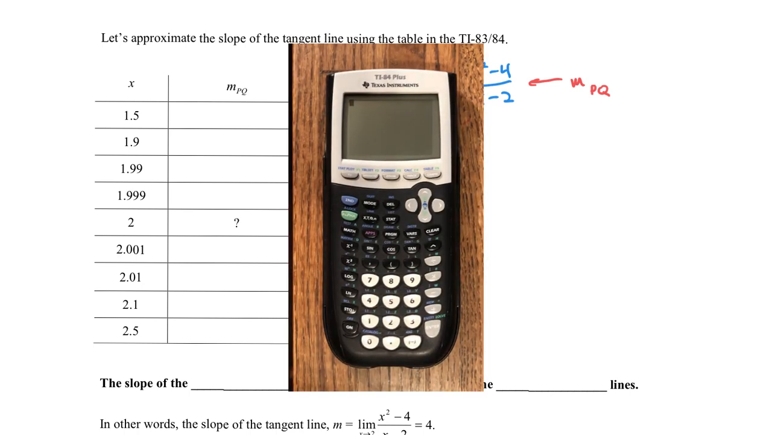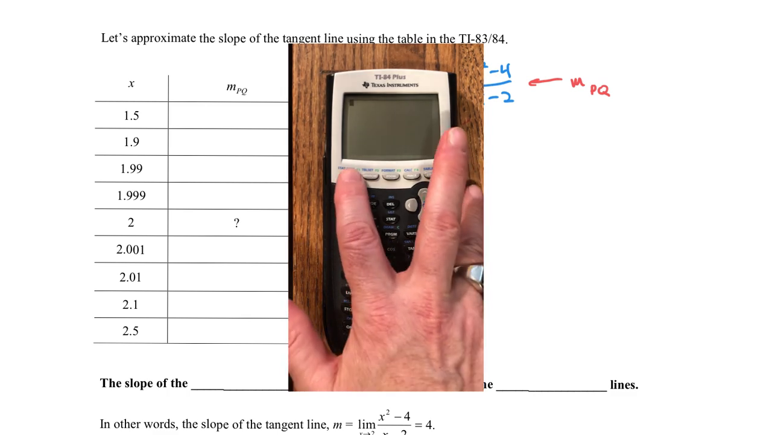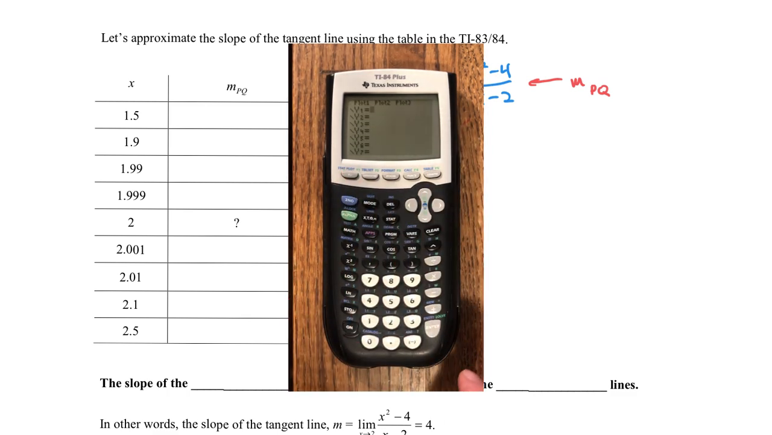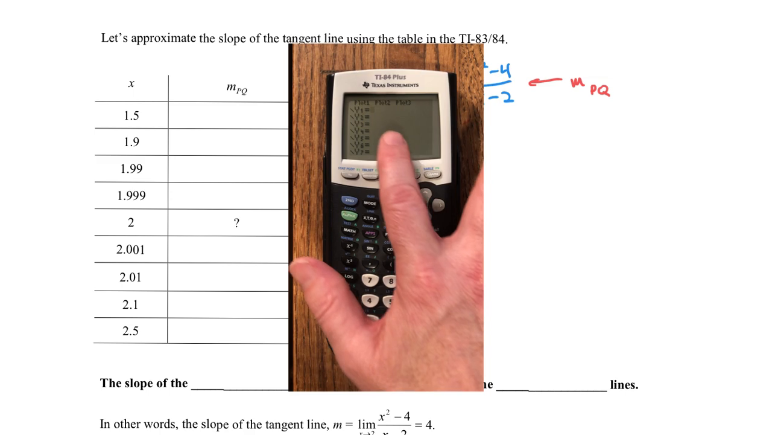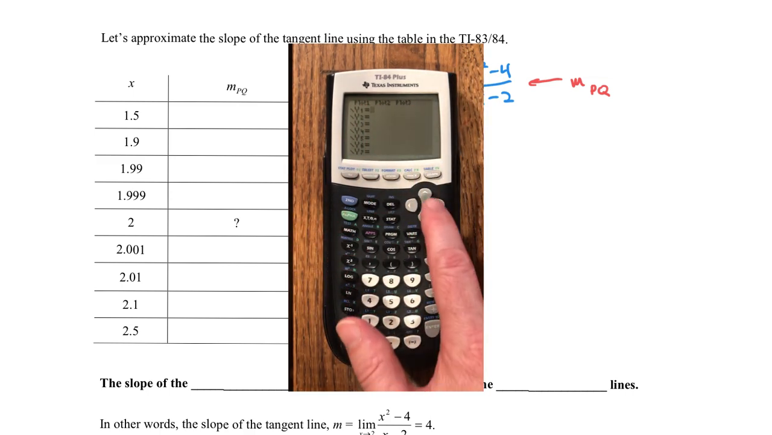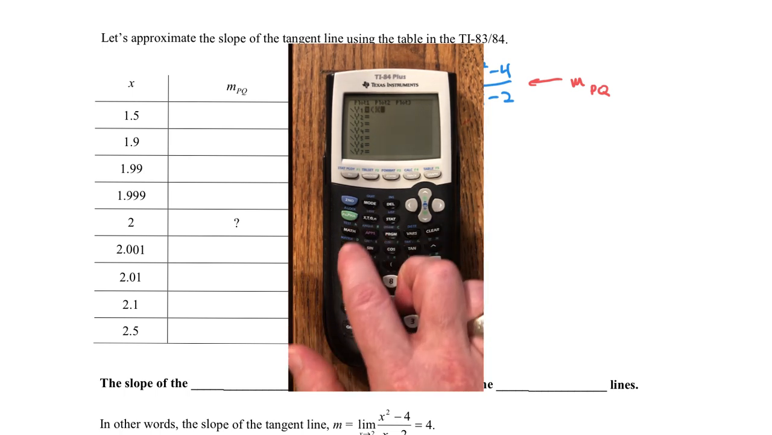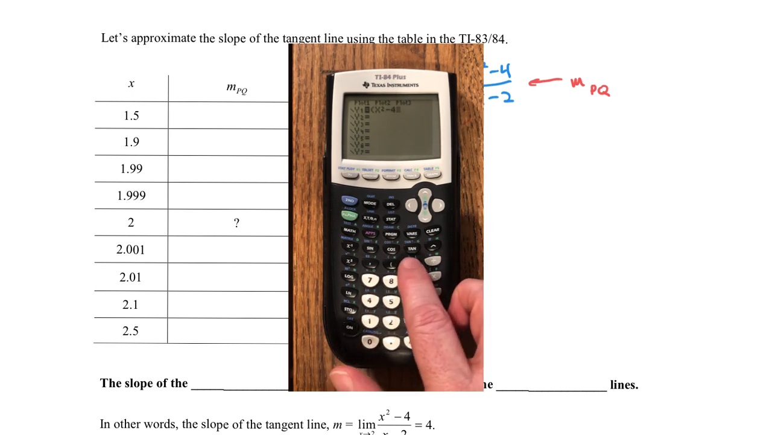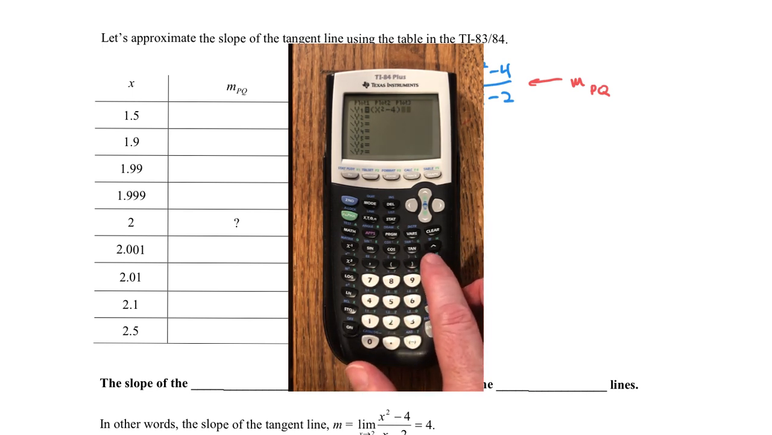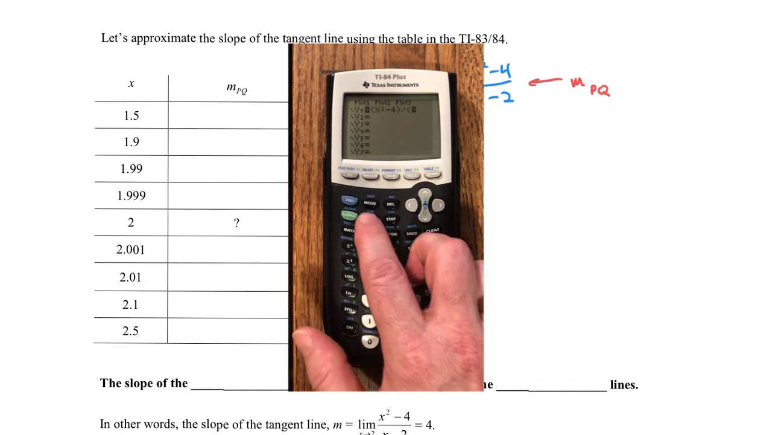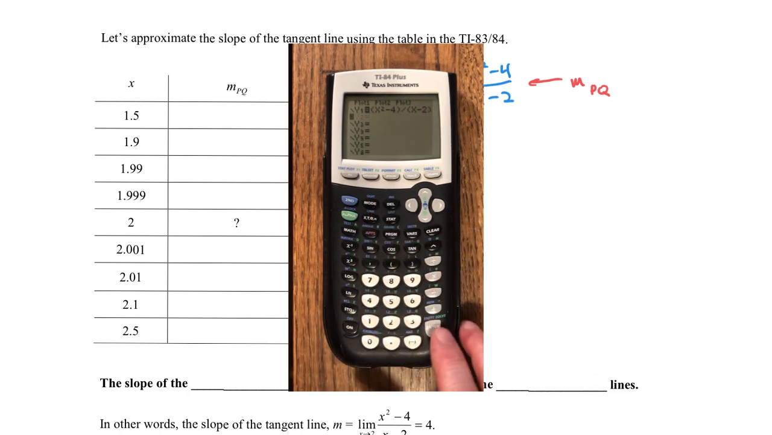To use the table on the TI-83 or 84, let's go to y equals, and type in our slope for y1. Also, make sure that your plots are not highlighted up here. If they are highlighted, you want to turn that off. So go up to the plot, hit enter, and come back down. What we need to do is type x squared minus 4, and make sure you put that in parentheses, divided by x minus 2. That'll give us our slope formula.